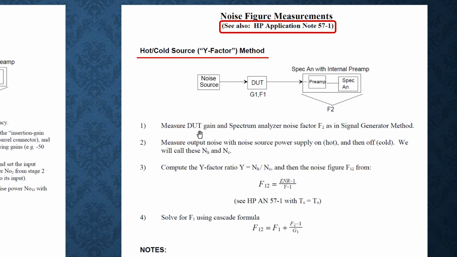So first step is to measure the gain of your amp using the insertion gain method and estimate the noise figure of your spectrum analyzer. I think the tiny SA has an ability to do that itself.